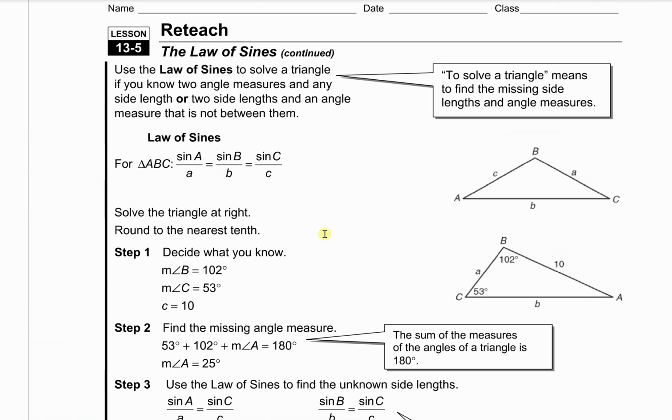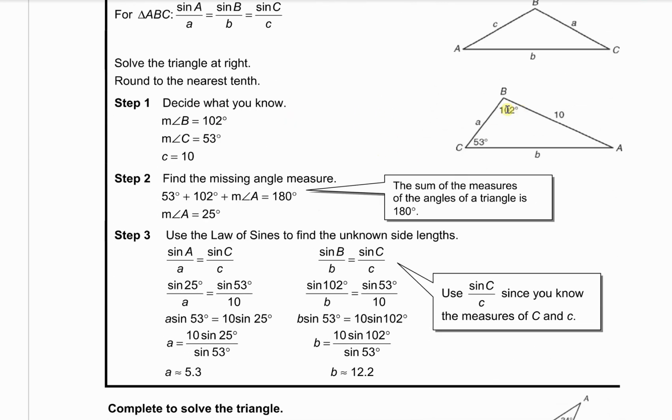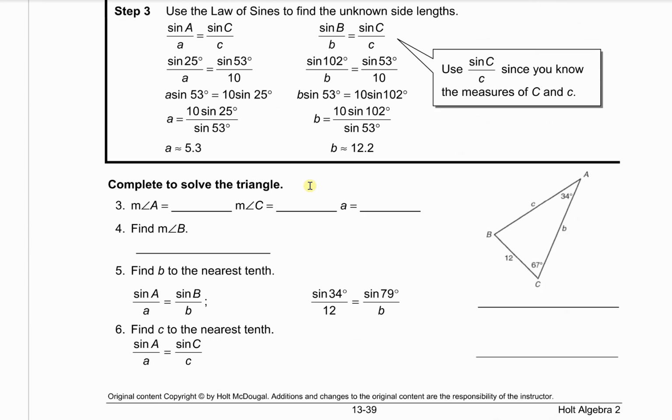So here's another example that's in your note sheet. These proportions are true no matter what the triangle is. The nice thing is, it doesn't even have to be a 90 degree right triangle. So here we have angle B is 102, angle C is 53, and side C is 10. So we can find the missing angle A by subtracting from 180, it's 25 degrees. So then we just set up our proportions, and we can find side A, and we can find side B.